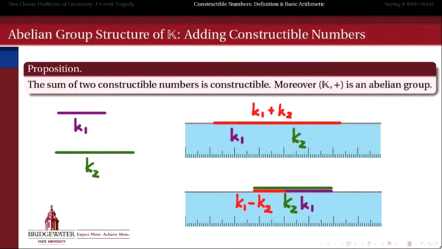And again, we get the abelianness of this group just from the fact that every one of these constructible numbers belongs to the field of complex numbers, and we can take for granted that the complex numbers are an abelian group under the operation of addition.